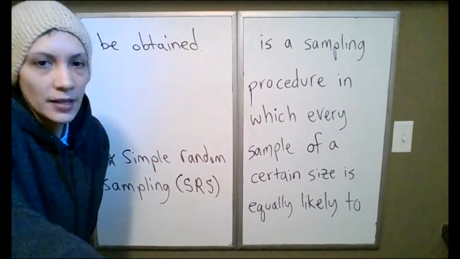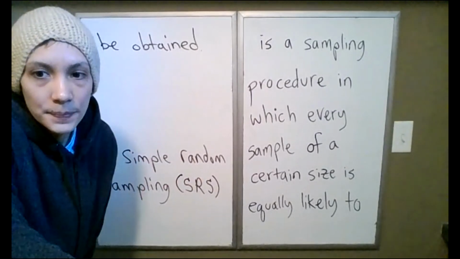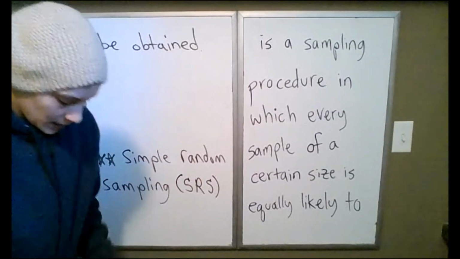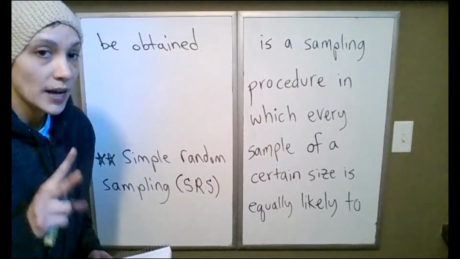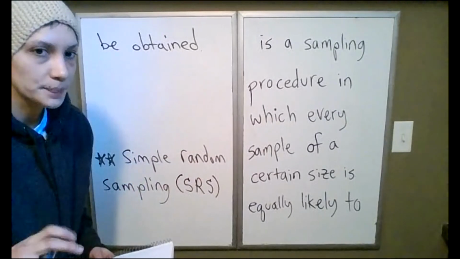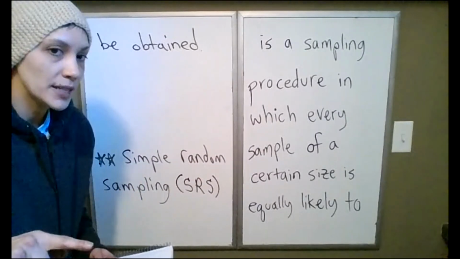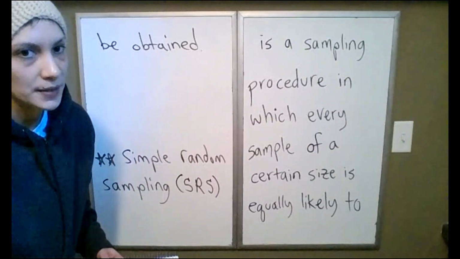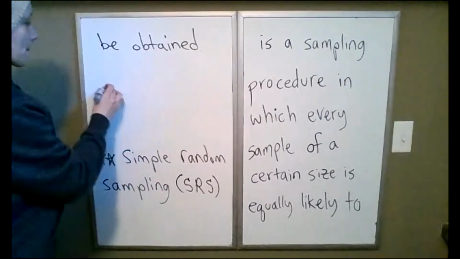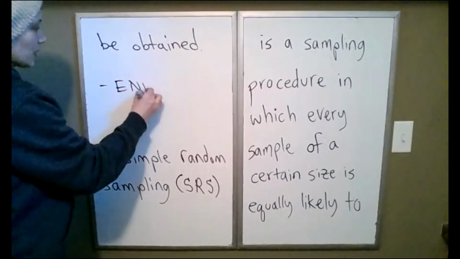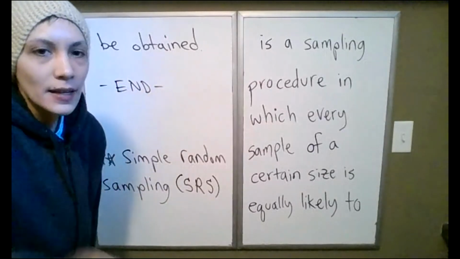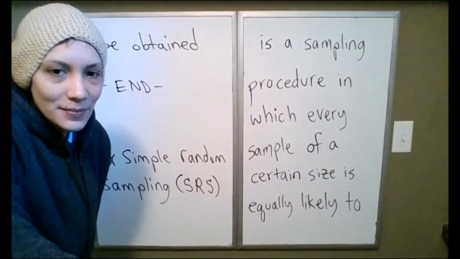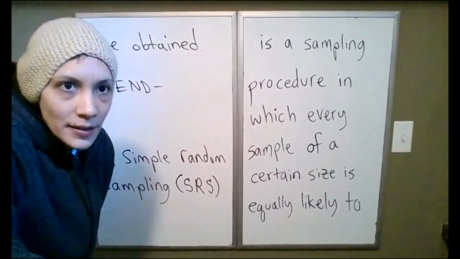I think we're just about out of time. So we want to talk about 2 types of simple random sampling. There's one with replacement and one without replacement. But we'll do that in our next class meeting. Okay. We're done for today.